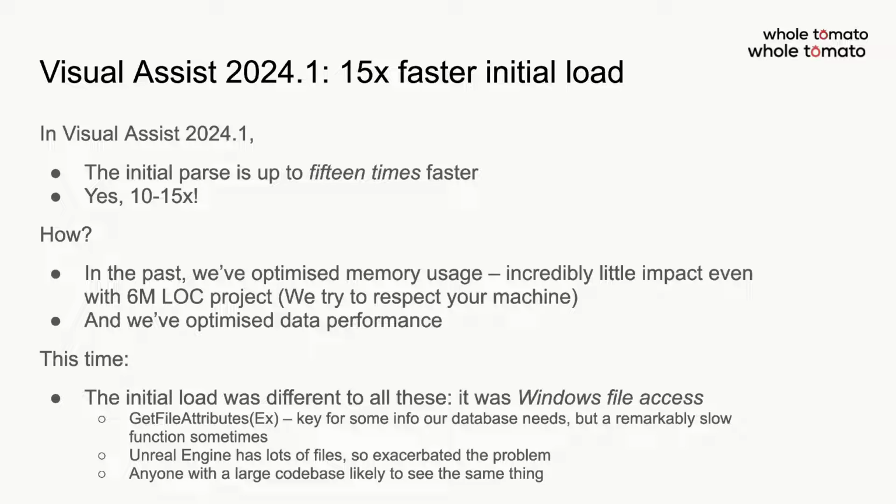So how do we do it? Well, in the past we've optimized all sorts of things. One of the big ones was memory usage, and of course various areas of data performance, since we run via our own simple database. This time is different. The slowdown was related to Windows file access. In fact, it was due to a specific Windows API call, GetFileAttributesEx. Anyone with a lot of files and folders would see the same thing.